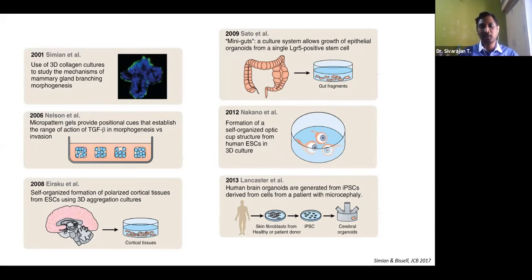And in 2009, Sato et al. identified a very important marker called LGR5 positive cells. These are actually native progenitor cells which are found in many organs of the body. And when you isolate the LGR5 positive cells, they themselves form organoids because they have all the pluripotent properties. In 2012, Nakano et al. were able to form 3D eye cups from embryonic stem cells. And in 2013, Lancaster et al., from iPSC derived stem cells, were able to form micro brain tissues or brain organoids.